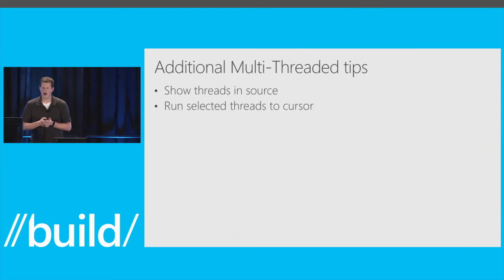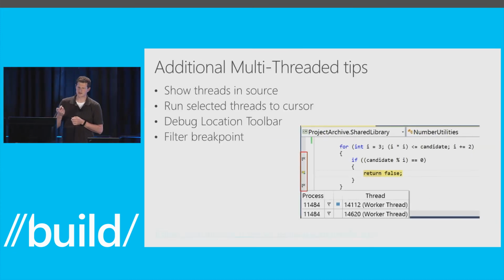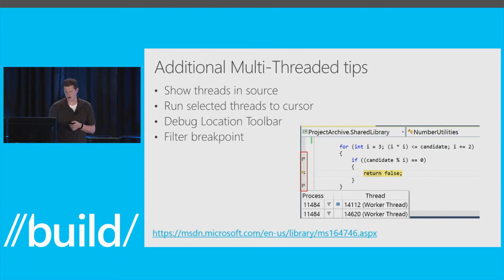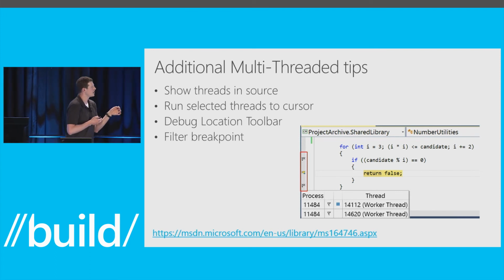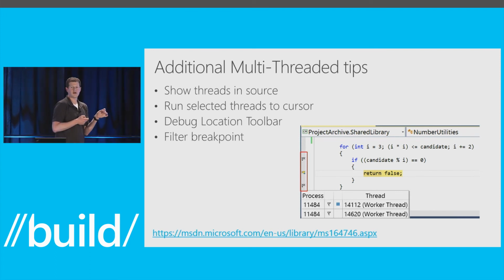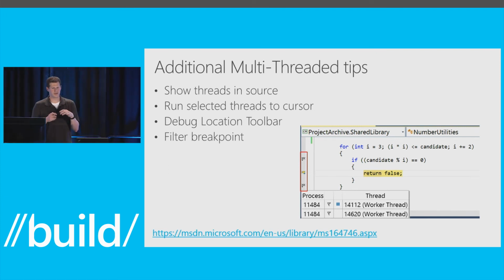Additional multi-threaded tips: show threads in source, run selected threads to cursor, debug location toolbar, and I mentioned the filter breakpoint, and we briefly discussed the debug location toolbar. I apologize, I realized I forgot one thing off here, so I'll verbally insert it. We also have a feature in the IDE called the parallel watch window. The parallel watch window allows you to see all of your threads that are executing in parallel.